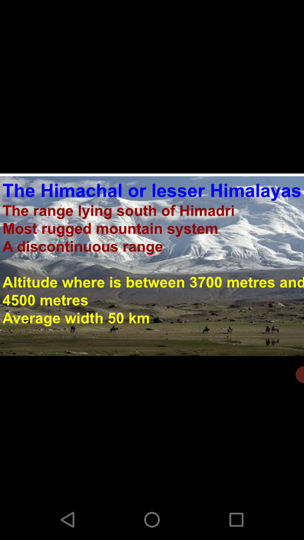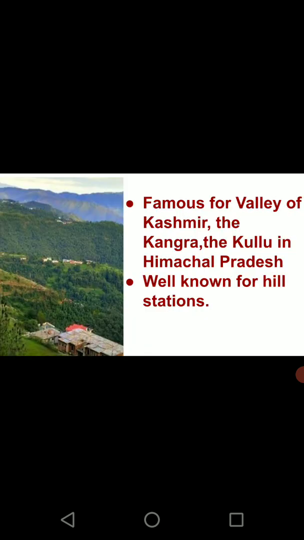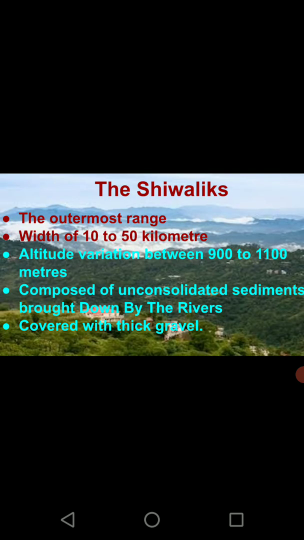The next part of the Himalaya is Himachal. This range is next to Himadri. The height of this is 3,700 meters to 4,500 meters. It is famous for various valleys, as we are aware: Kashmir Valley, Kangra Valley, Kulu Valley. Likewise, this range is famous for hill stations.